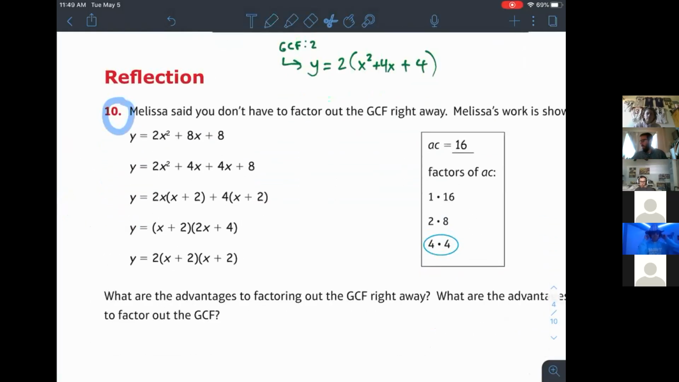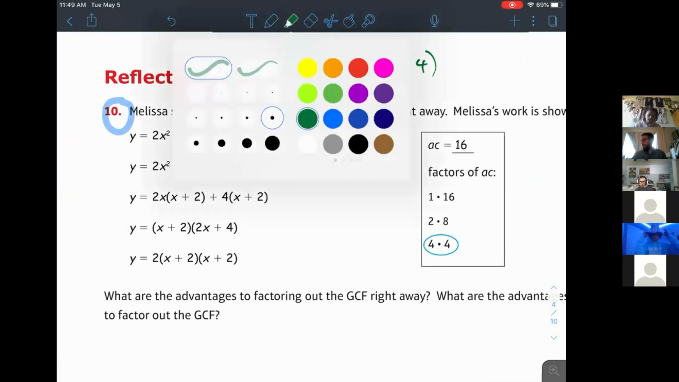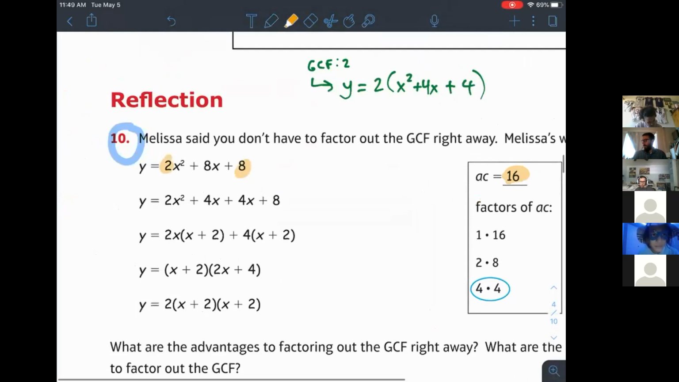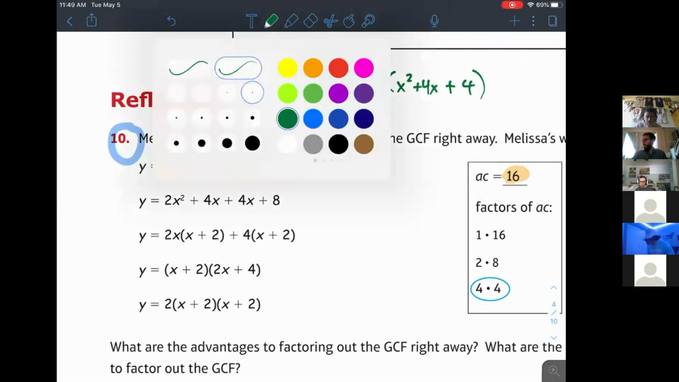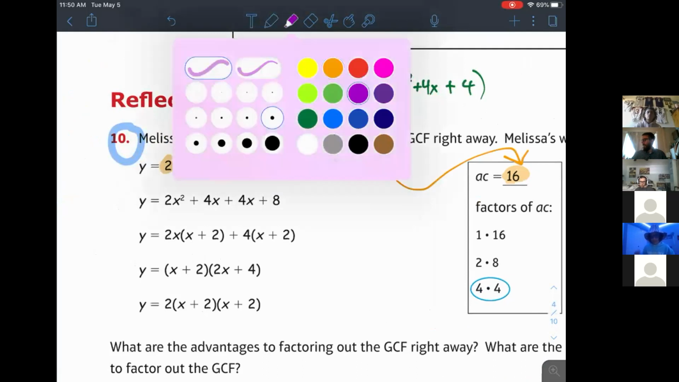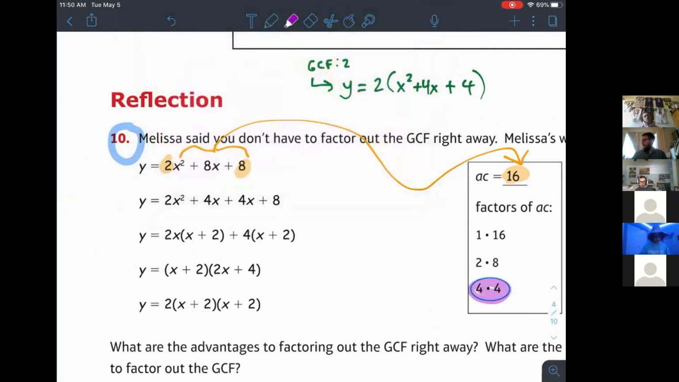So Melissa got to 16 by doing the following. She said, hey, where'd I get that 16 from? A times C, first times last, factors that add up to middle. So she took 2 times 8, she multiplied them, and got 16. And then she found the factors of 16 that specifically added up to what number? 8. There we go. So the factors of A times C, first times last, that add up to middle, she then replaces them.